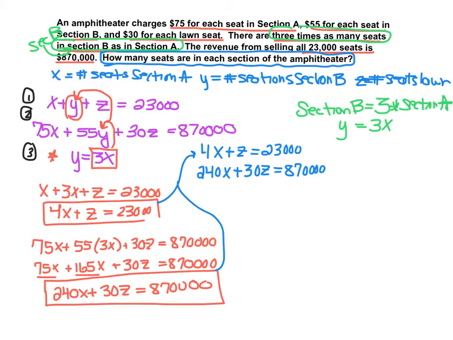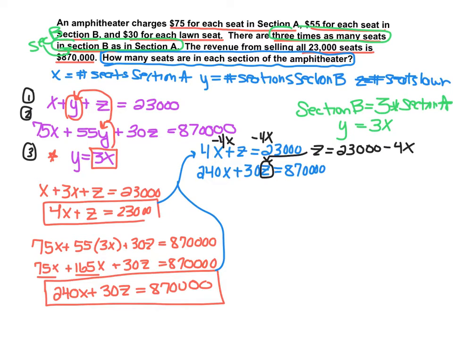So one option is to solve for this z value alone here. So you would subtract 4x from each side and then substitute it here in place of the z. And the other option is to utilize elimination. It doesn't matter to me which you use. For this one, I'm going to utilize substitution because I just think that that might be a little bit easier. So I'm going to start here by subtracting 4x from each side. So I get z is equal to 23,000 minus 4x. And I'm going to substitute that in here in place of z.